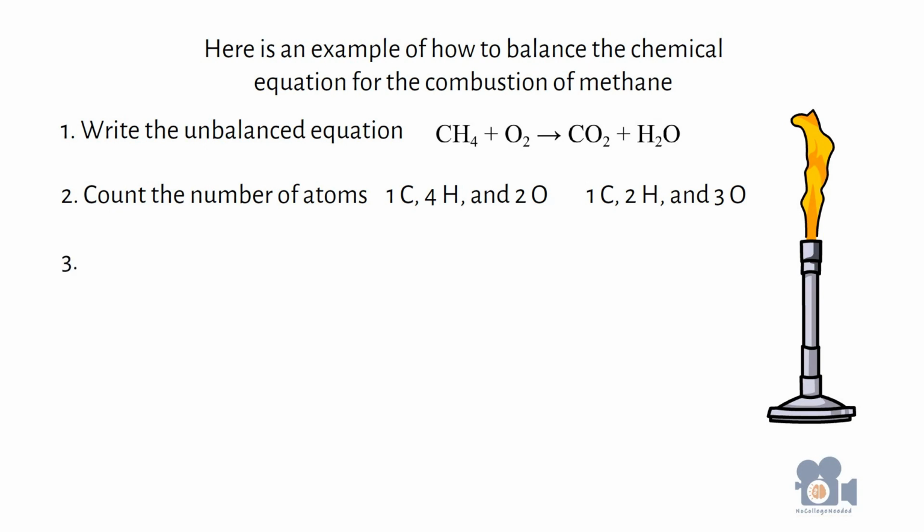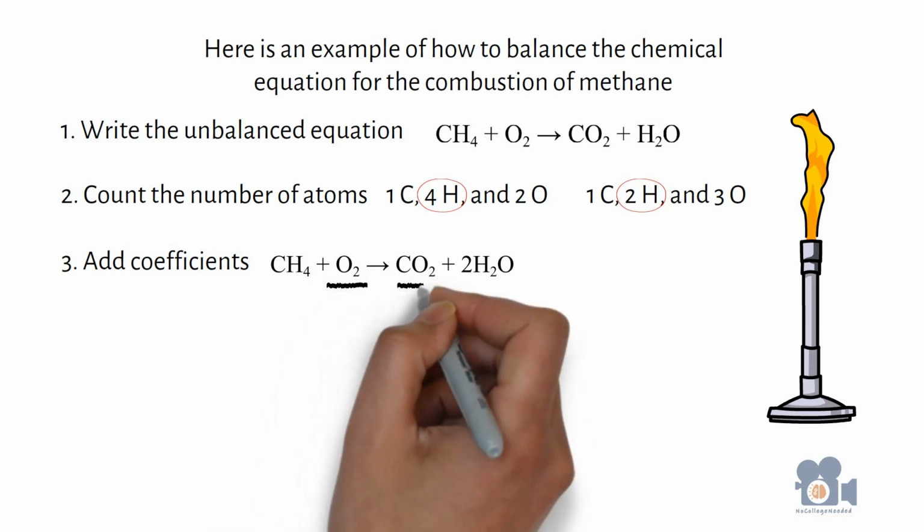Number 3, we add coefficients. To balance the equation, we need to add coefficients to the reactants and/or products. Let's start with hydrogen. We need 4 hydrogens on the right side to match the 4 hydrogens on the left side, so we'll add a coefficient of 2 in front of the H2O to get CH4 plus O2 going to CO2 plus 2H2O. Now we have 4 hydrogen atoms on both sides, but the oxygens are still unbalanced with 2 on the left, 3 on the right.